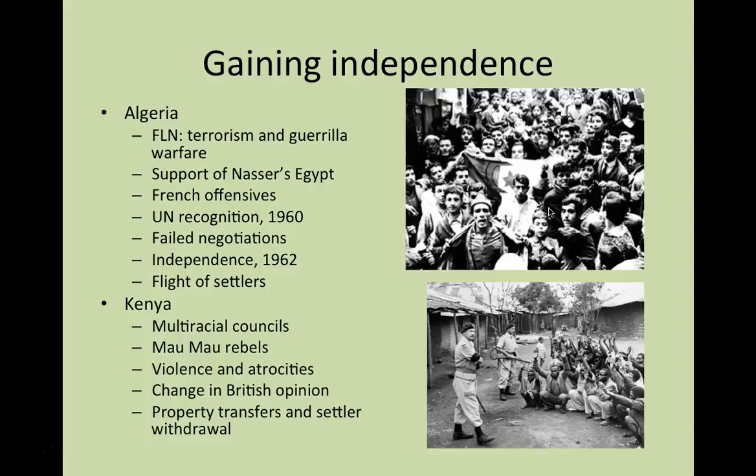Though all of the power, the majorities of all of these councils were white settlers, and so there was no way that there could have been substantive change politically through these councils. These definitely did not appease the Kenyans who wanted independence.